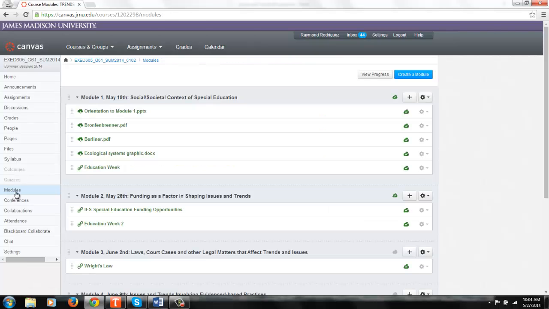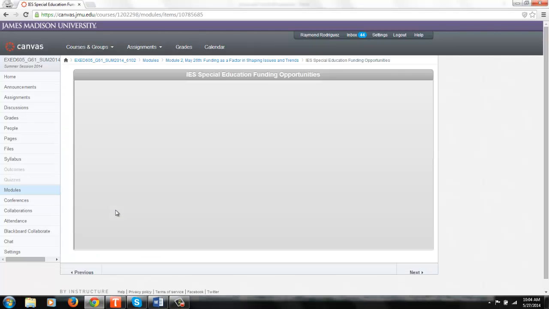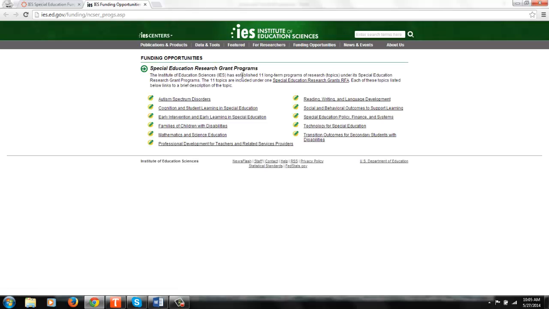The more important document in Module 2 is this. It's the IES Special Education Funding Opportunities document. So if we click on that, and then click up here to create an external link or an external page. This is the mother lode of funding for education. It's the Institute of Education Sciences, and this is the major funding stream for education research in the United States.